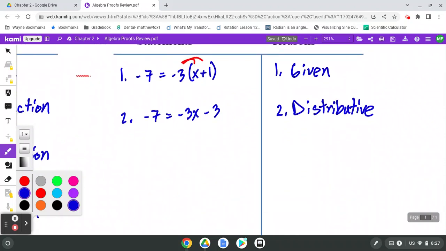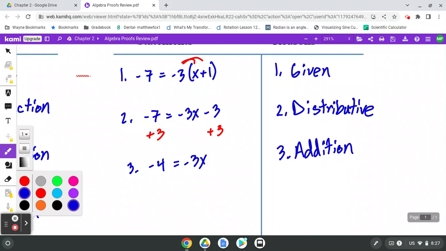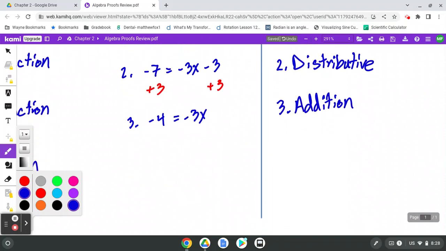On our next step, there's flexibility, but for the most part, we're going to make it as easy as possible. So we're going to combine the 3 and the negative 7. And at that point, we will get negative 4 equals negative 3x. What did we do? We added, so addition property. Technically, it's the addition property of equality, but I'm fine with you just putting addition.